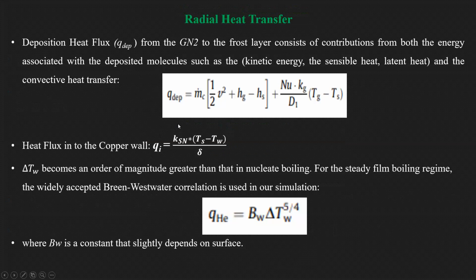For the radial heat transfer, the deposition heat flux from the nitrogen gas to the frost layer consists of contributions from both the energy associated with the deposition molecules, such as the kinetic energy, the sensible heat, and the latent heat, and the convective heat transfer. The equation is what we see here. The heat flux into the copper wall is given by the equation provided on this page.